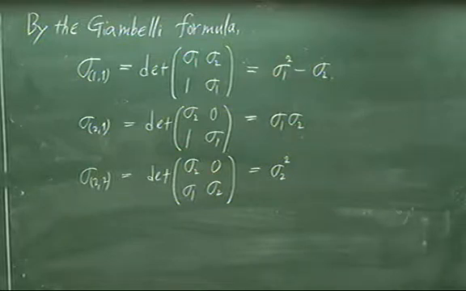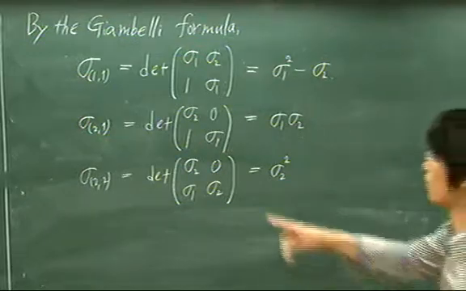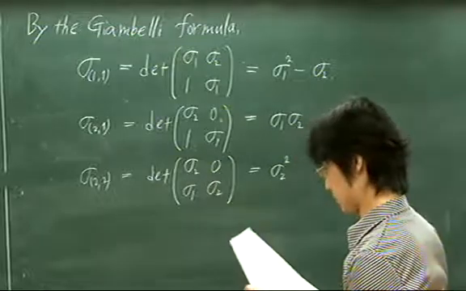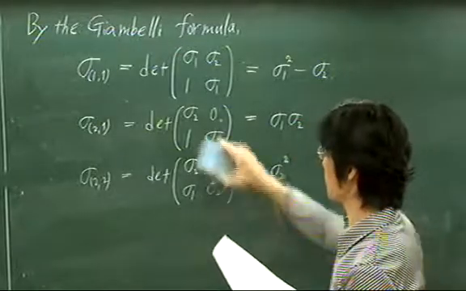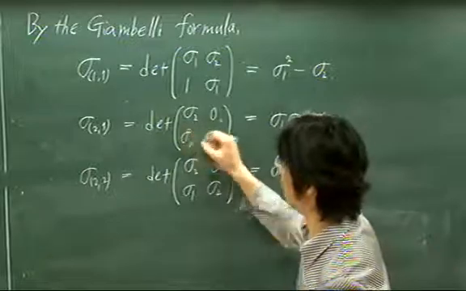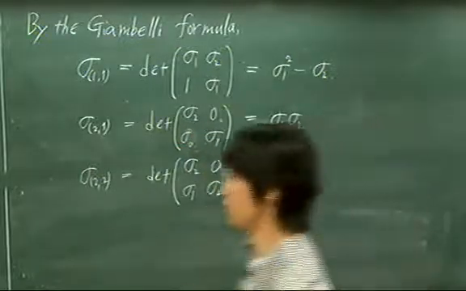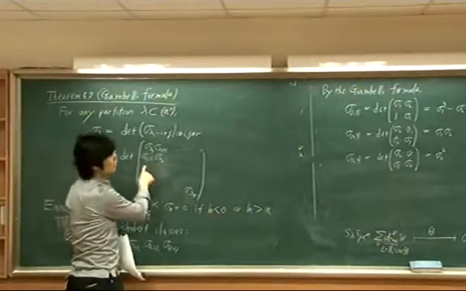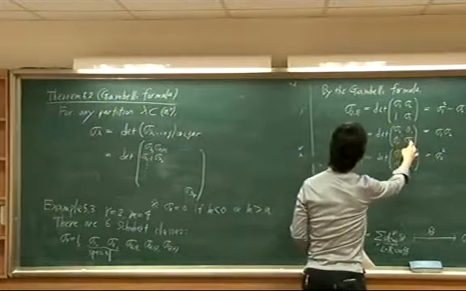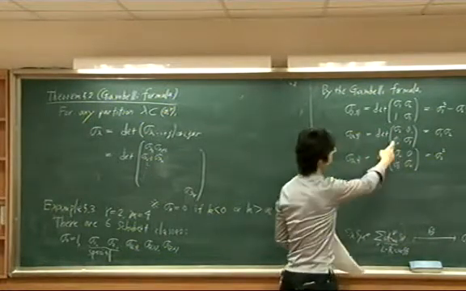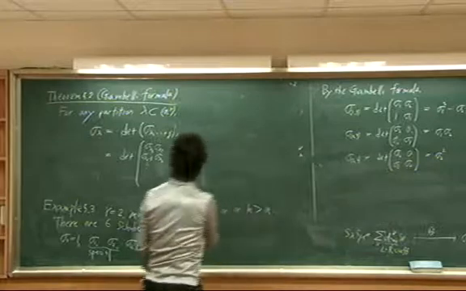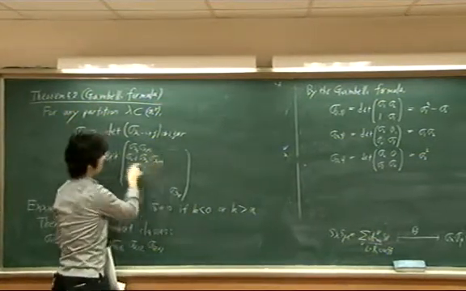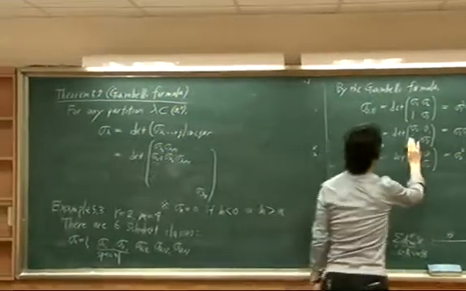Excuse me, the lower left entry of the second matrix, shouldn't it be sigma 1? It is sigma 0. Not minus 1. Sorry. Sigma 0. This is sigma lambda 2 minus 1, oh, so sigma lambda 2 plus 1. Yeah, so this is 1.